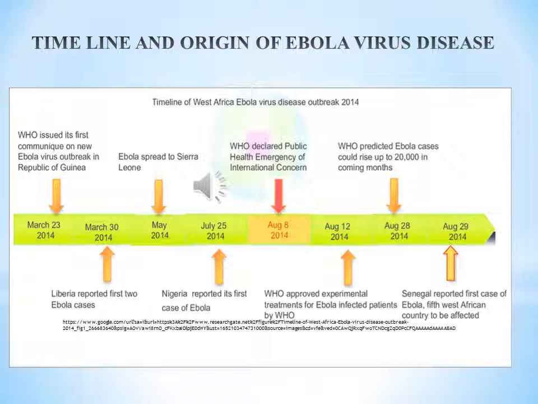Aim of the presentation: to explore the timeline and origin of Ebola virus disease of 2014 to 2016, critique the international response to Ebola virus disease in 2014 to 16, identify lessons learned from the response for future preparedness.